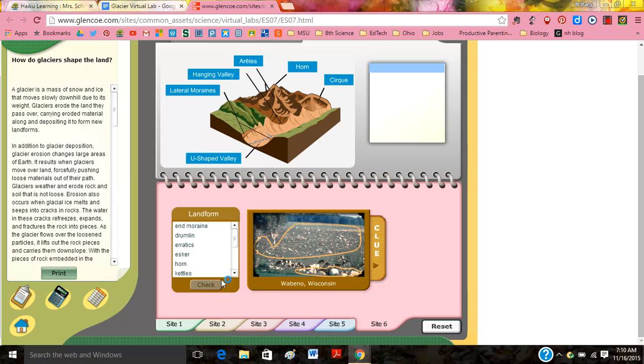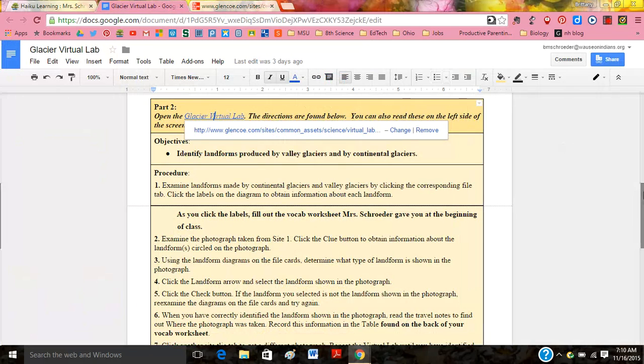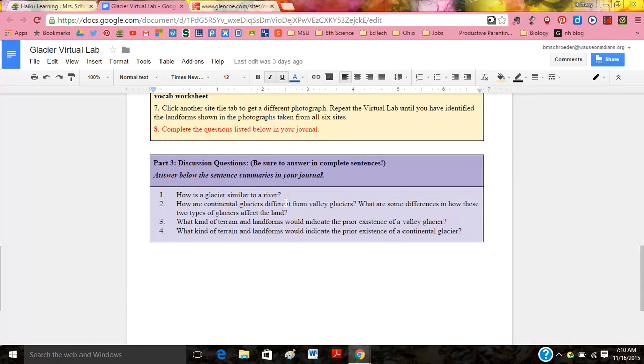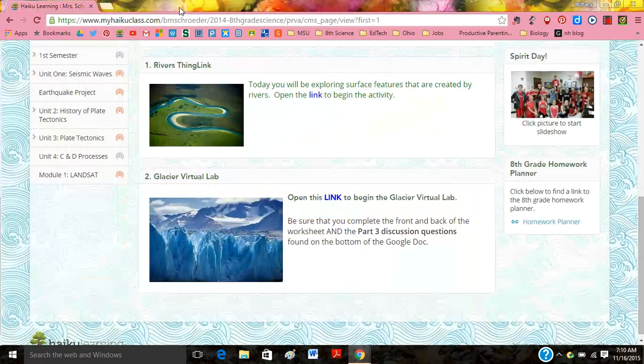When you're done with the virtual lab, remember there is a part 3 that has 4 post-lab questions that you'll be answering again in your notebook. So part 1 and part 3 are in your notebook. Part 2 is the separate sheet. You'll take part 2 on top of those, so everything's on that same page. All right? That is pretty much it.